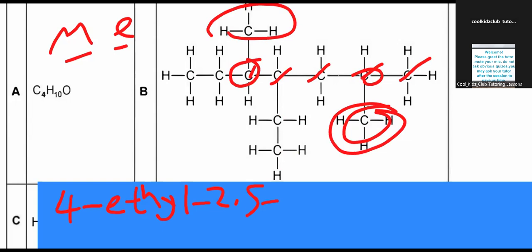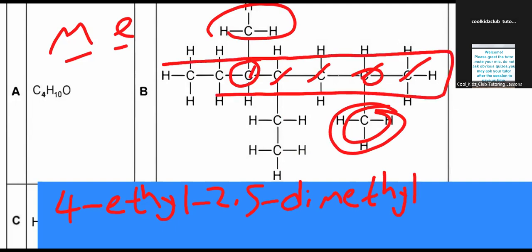We have 2 methyls. So we're going to use the word di, because di means 2. We're going to have di, methyl. Then we name the series. It will be heptane, dimethyl, heptane. This is how you name it. This is exactly how you will name it. Okay, so I believe you got it.